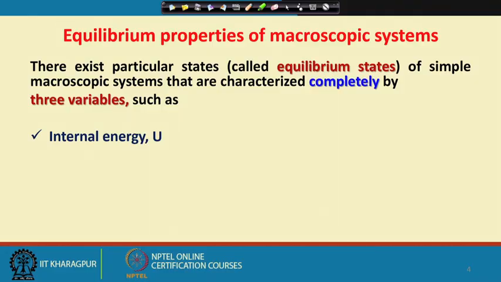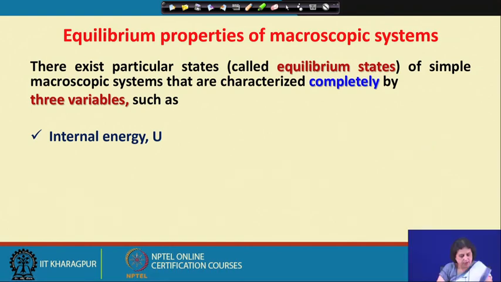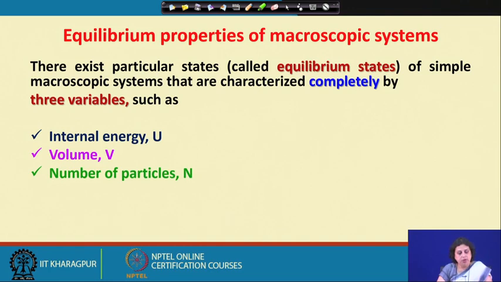Now, what are these 3 variables? To start with, the first quantity that we can talk about is the internal energy. The second one, volume, and the third, the number of particles. You may argue, why these 3? As we will see later, these 3 variables actually give you a unique representation of the simplest system, that is an isolated system, a system that is not interacting with the surrounding.